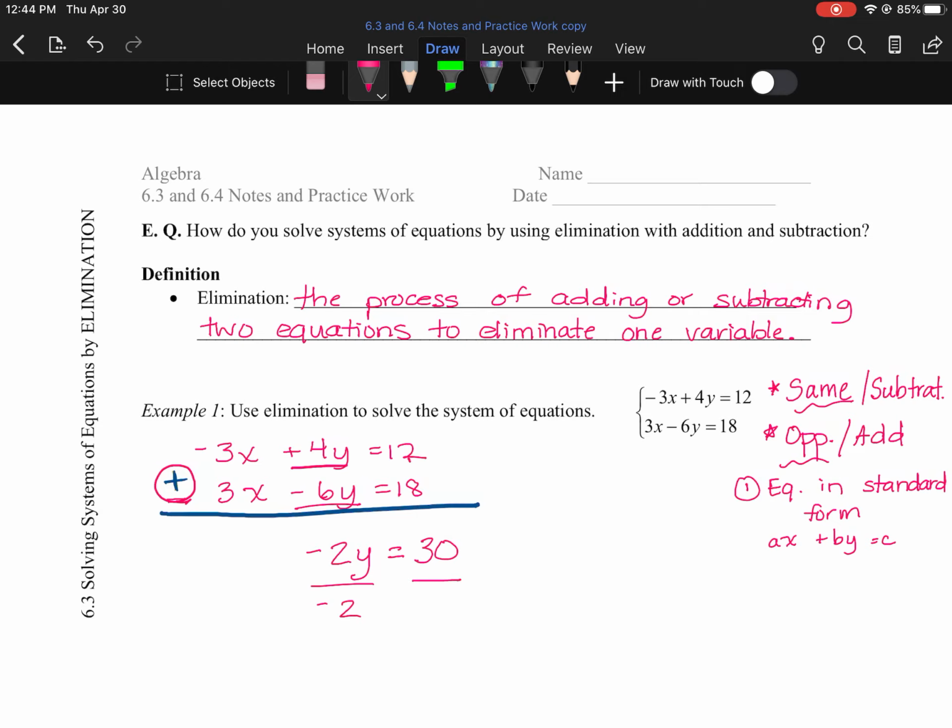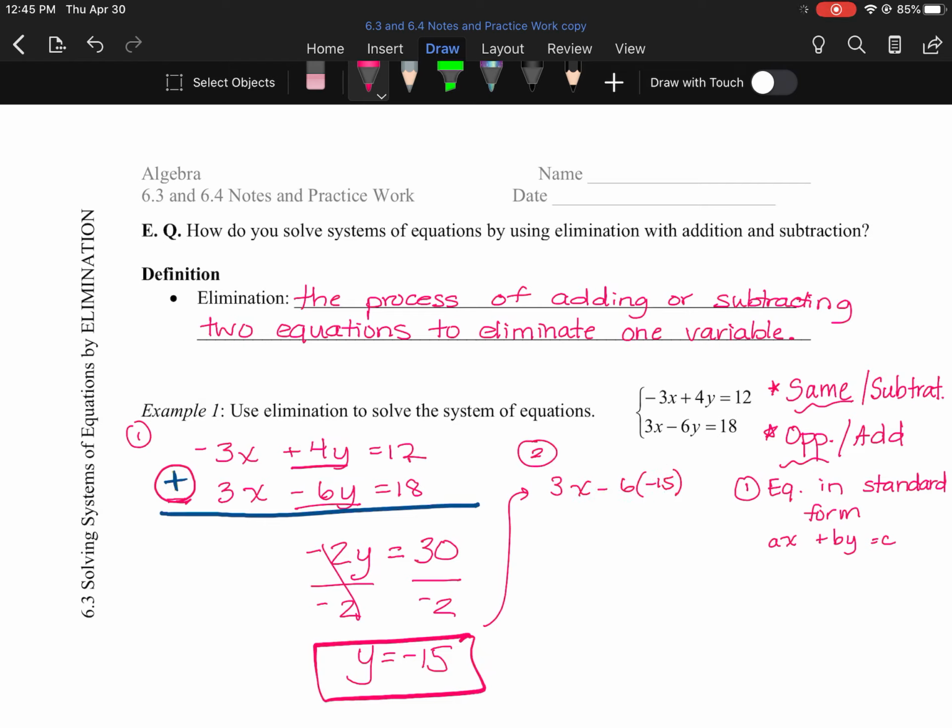So to get y by itself, we're going to divide both sides by -2. So we get y is equal to -15. But don't forget, we're not finished because the answer or the solution to a system of equations is an ordered pair. So now we have to find our x value. So you can substitute it into either equation. I'm going to substitute it into, that's our first step, here's our second step. 3x minus 6 times -15 equals 18.